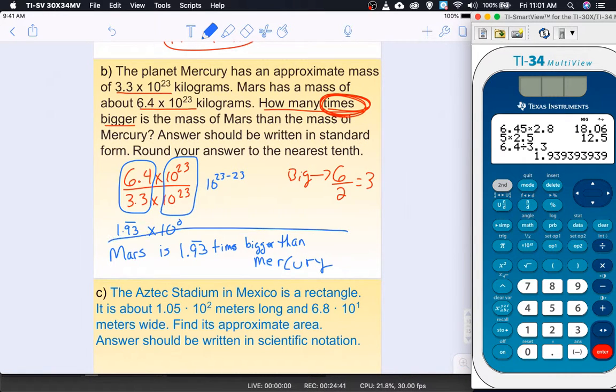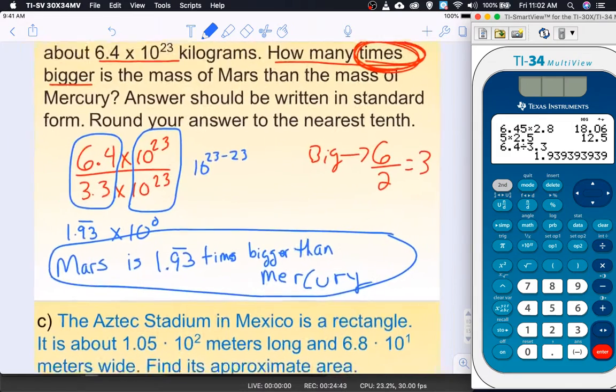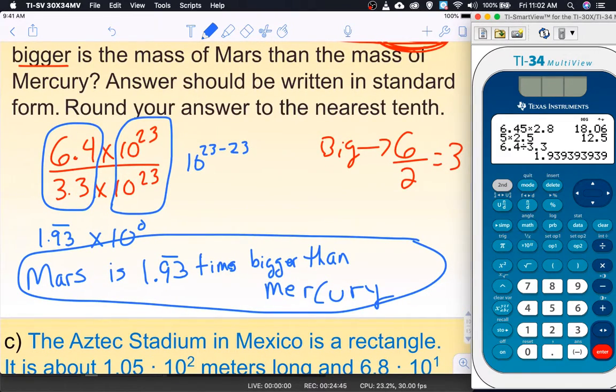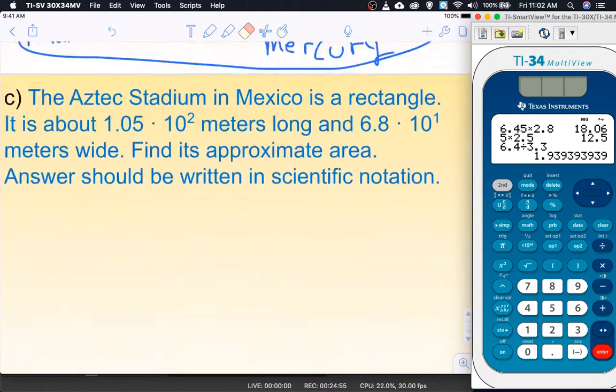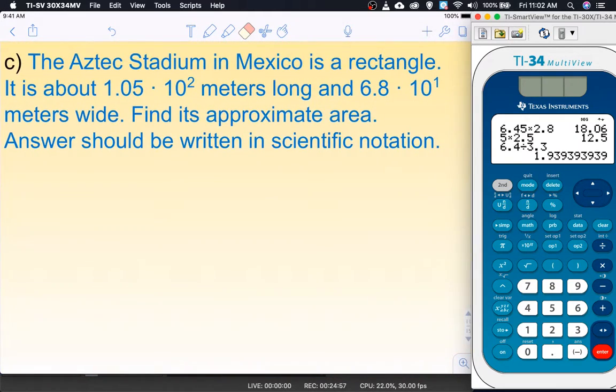I tried to get everything on one page. I made it too small. There you go. There we go. So Mars is 1.93 times bigger than Mercury. Letter C. I'm going to have you pause the video and do this one on your own. When you're ready to continue, hit play, and we'll go through it together.